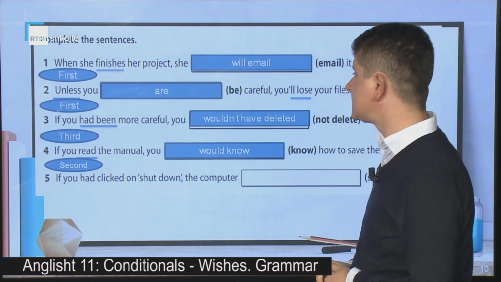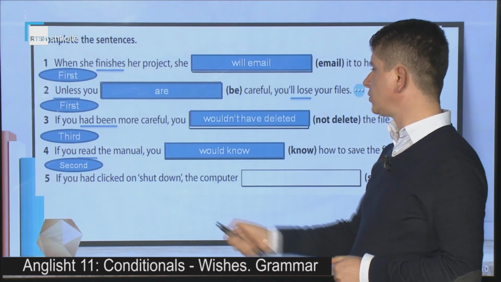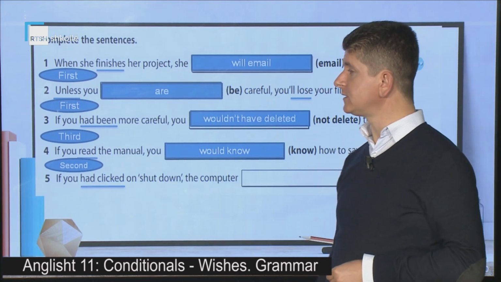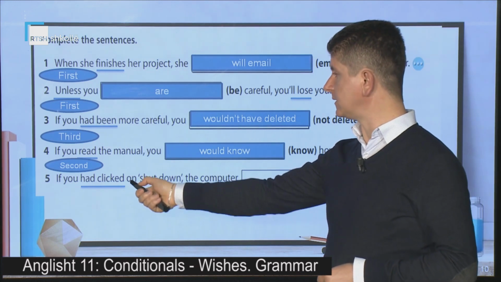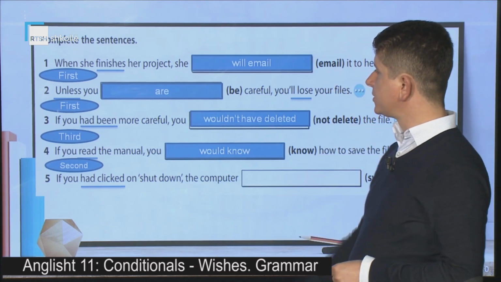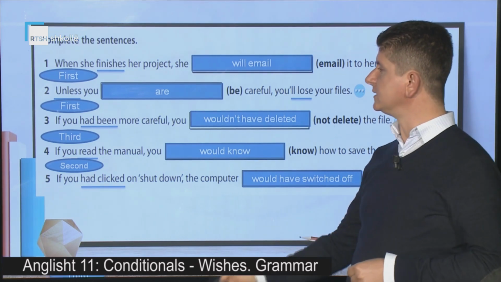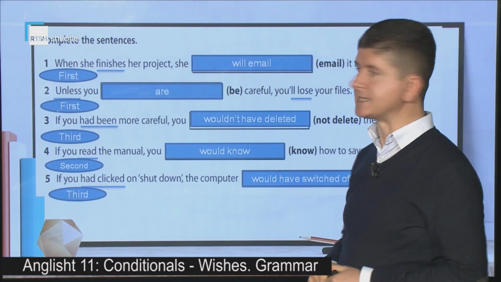And the last sentence: "If you had clicked on shut down, the computer would switch off." The verb here is "had clicked." It means it is a past perfect verb, which means it is a third conditional. And we say the computer would have switched off. And it is a third conditional sentence.